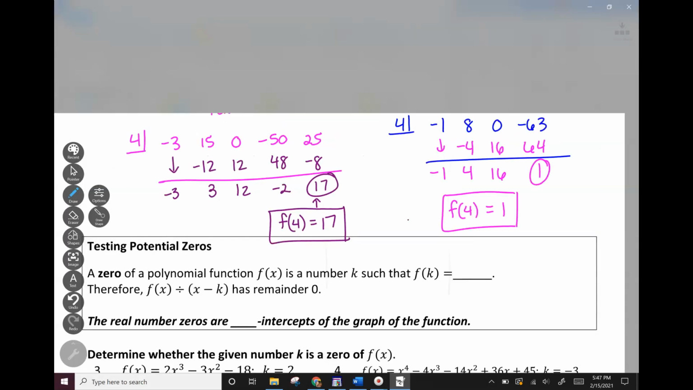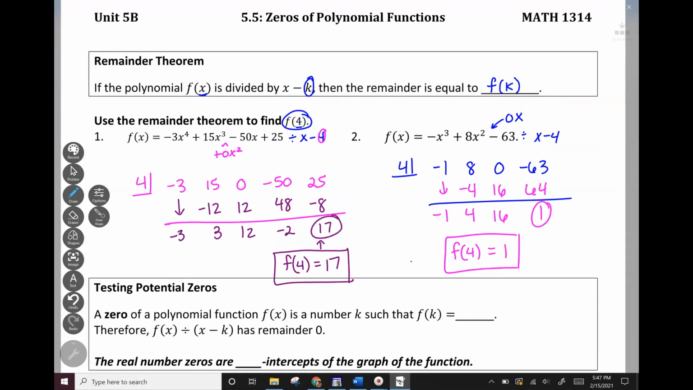All right, so just so we have this down for sure, the remainder, when you do synthetic division, is the value of f of that number, which means it's the y value, right? So you're saying when x is 4, the y value is 1 for this polynomial. When x is 4 for number 1, the y value is 17. Okay.